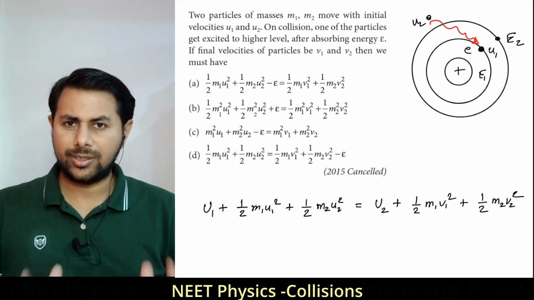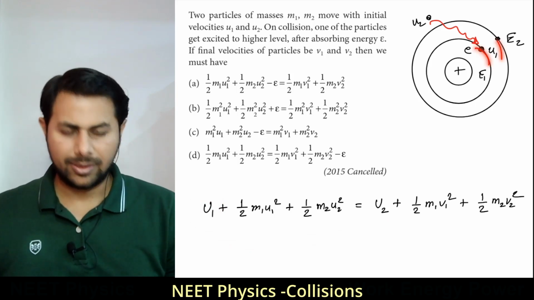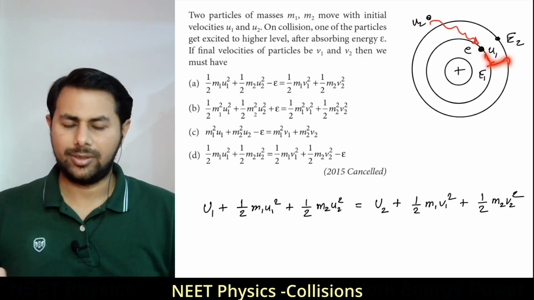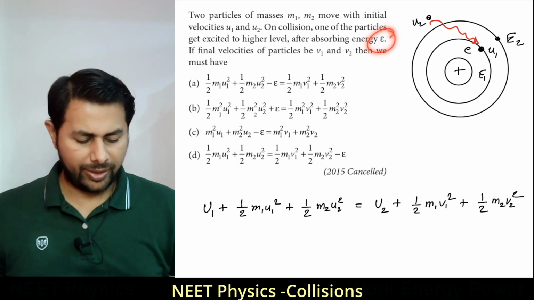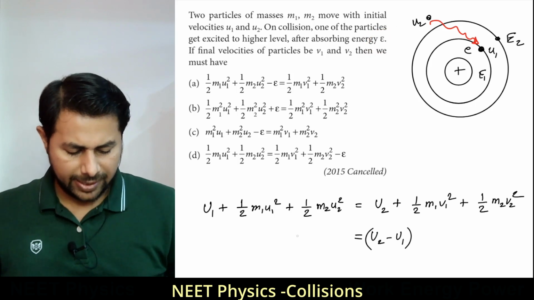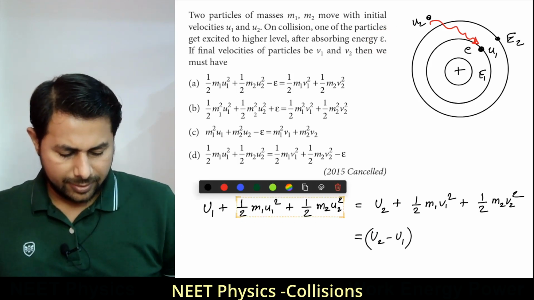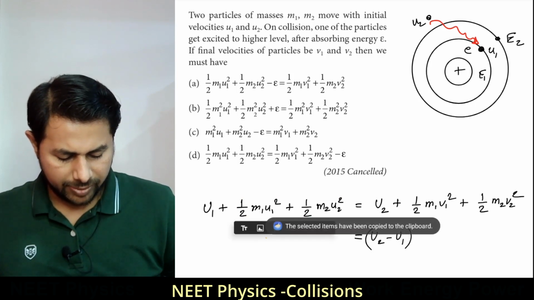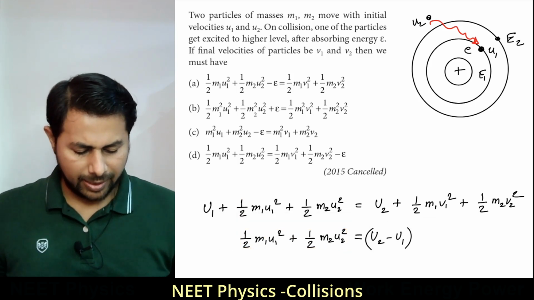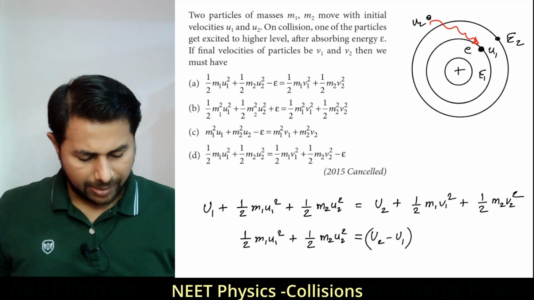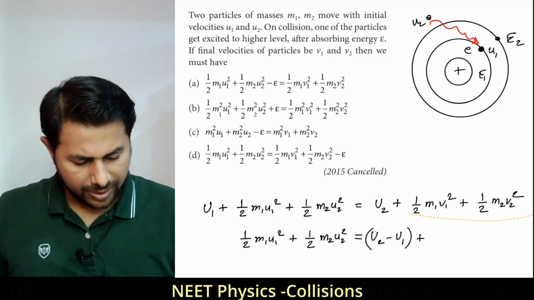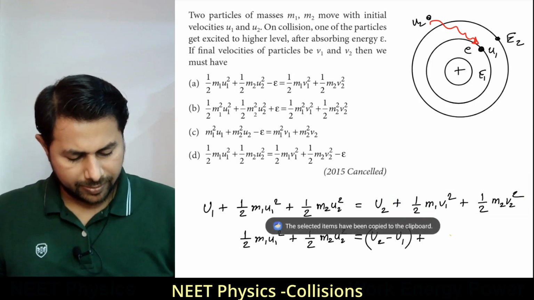The potential energy difference between these two orbits, that is the energy required by this electron to move from this orbit to this orbit, and that is equal to E. So if you do u2 minus u1, the rest of the things will be the same. So half of m1 u1 square plus half of m2 u2 square is equal to u2 minus u1 plus half of m1 v1 square plus half of m2 v2 square.